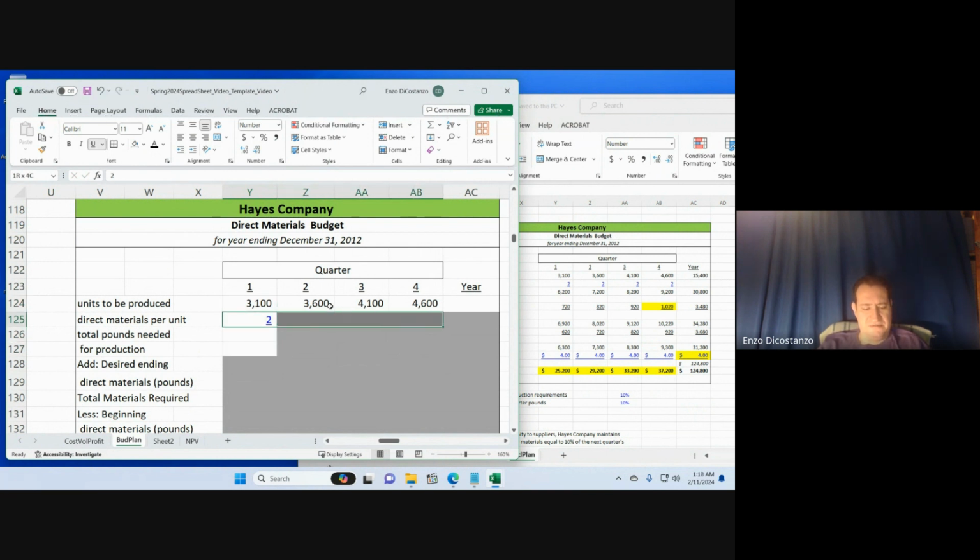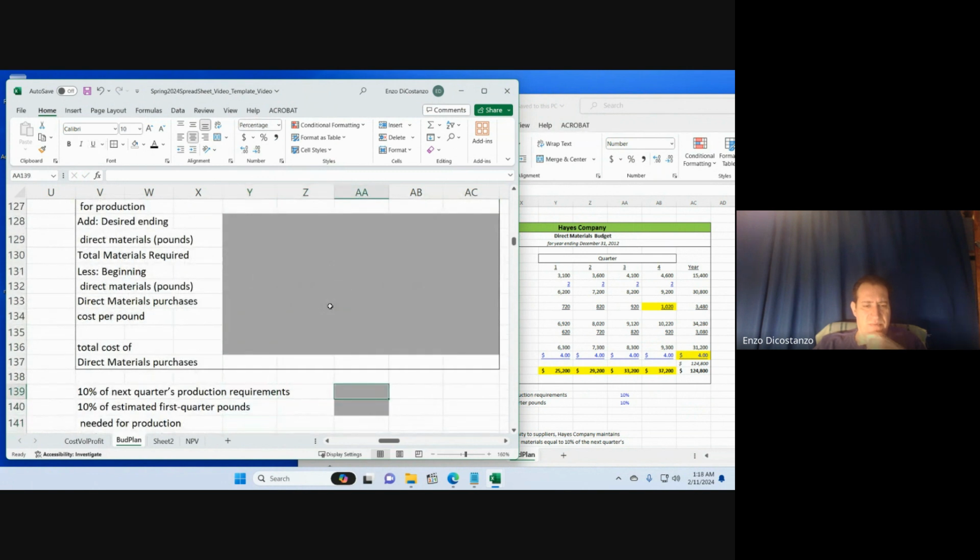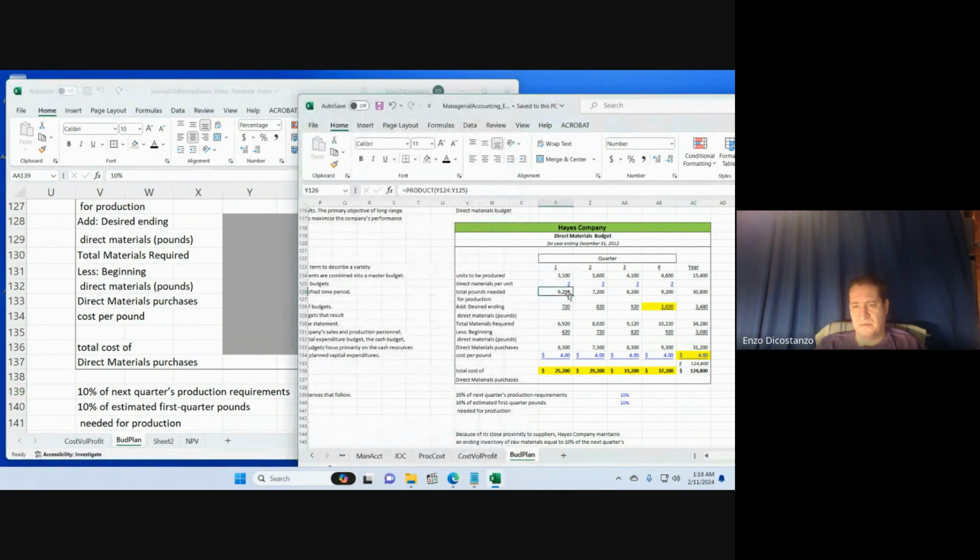And you want to go across, right? That'll be the same every quarter. So the total pounds needed is just the product. 200 or something like that. And again, if you want to add these up, you can. But again, I'm trying to figure out the benefit of that. And then what you want to end with, 10%, right, is there. So this thing is the next quarter's production times 10%.